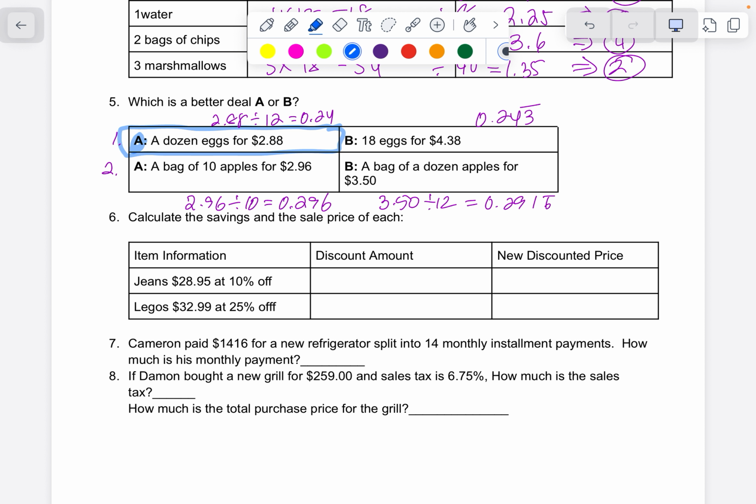Those will be two separate problems on there, okay? Everybody good with the unit prices? Price divided by quantity, okay? Let's look at number 6. It says we're going to calculate the savings and then the new sale price.